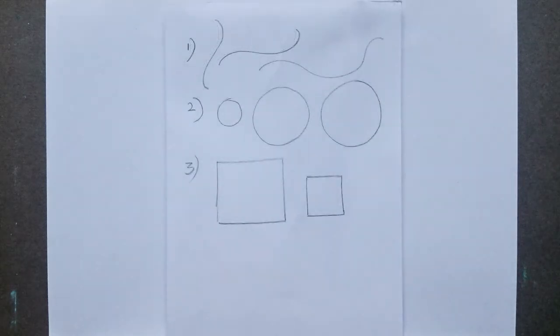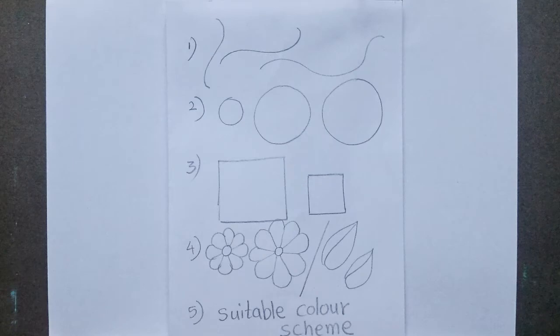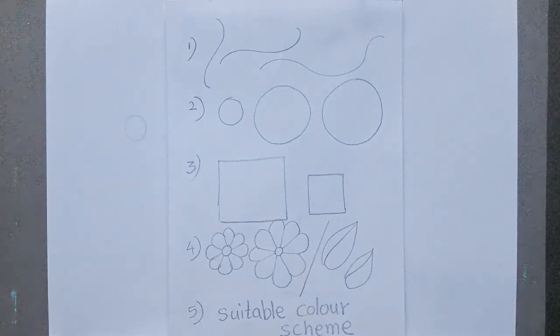A simple way to start a design is to understand the question first. As the topic is given, draw three curved lines, three circles, two squares, two flowers or leaves. Draw things described in the topic on a paper like this. It is called motifs.